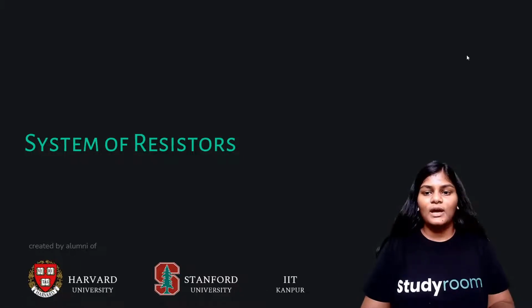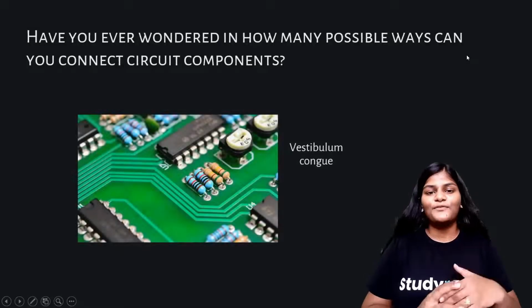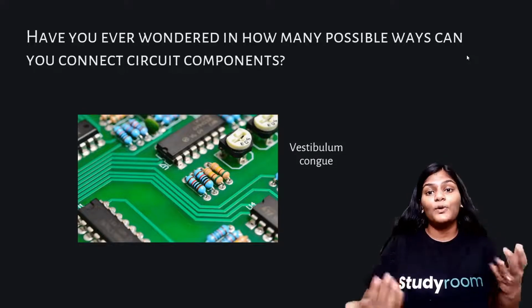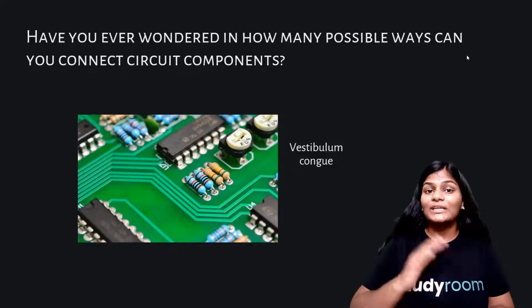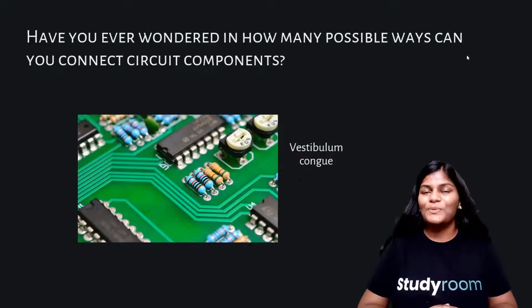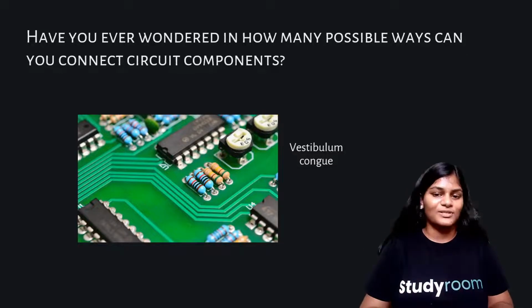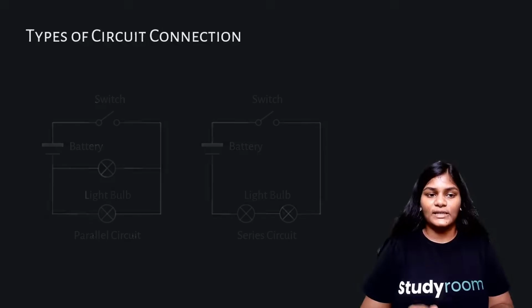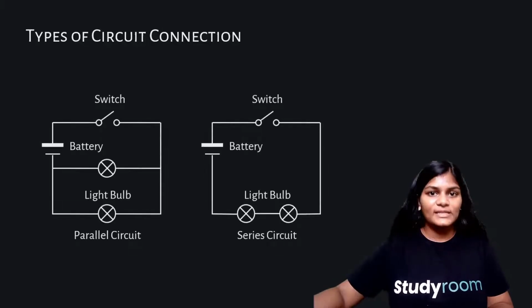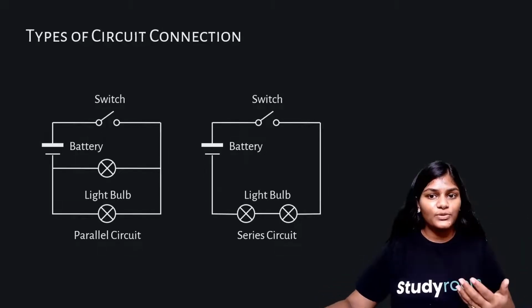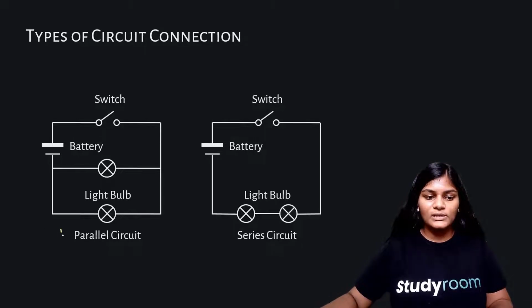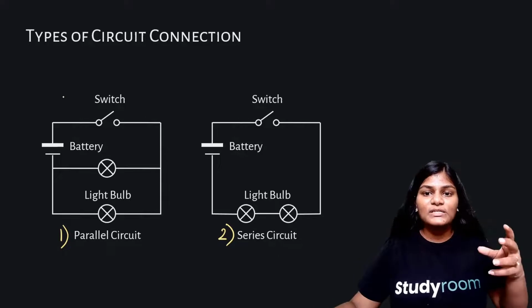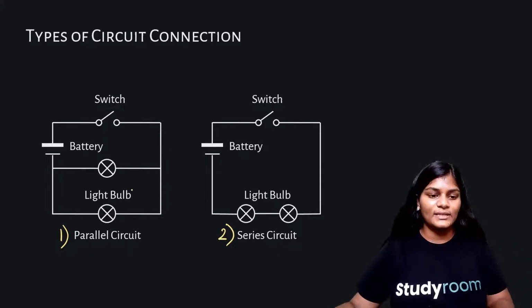Okay? So, this slide says, have you ever thought about how many possible ways we can connect the components of a circuit? Well, that is what we're going to study about. Great. So, types of circuit connection. There are basically the two broad types that we are going to study about: parallel circuit and series circuit. Okay. Now, what is the difference that you can see in the parallel and series circuit here?